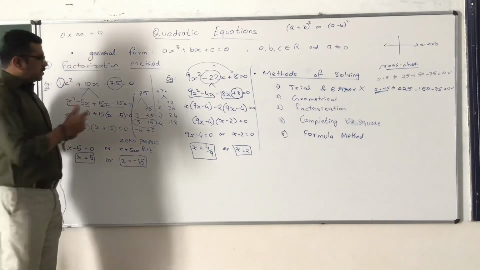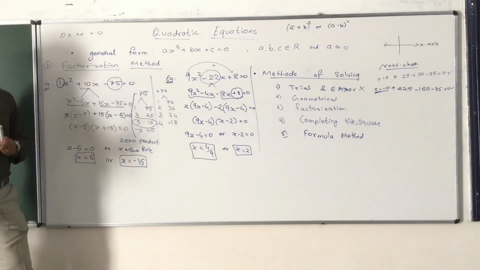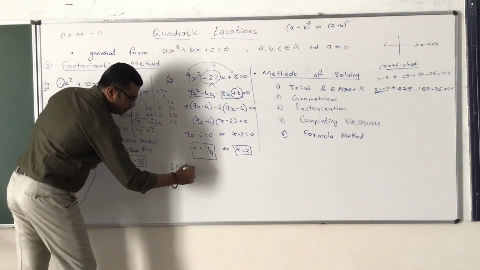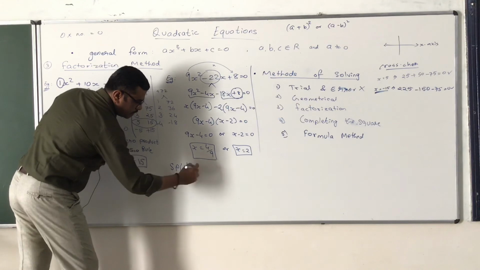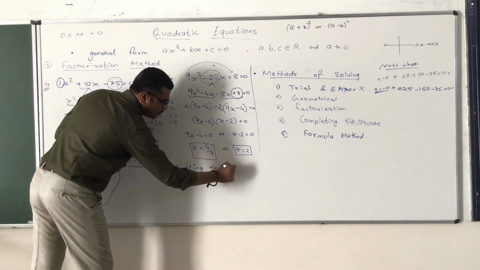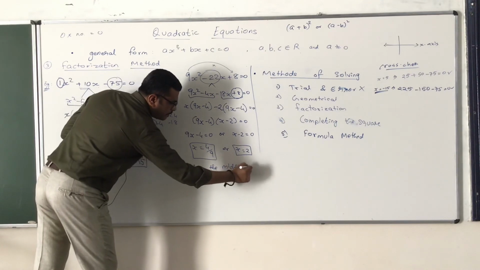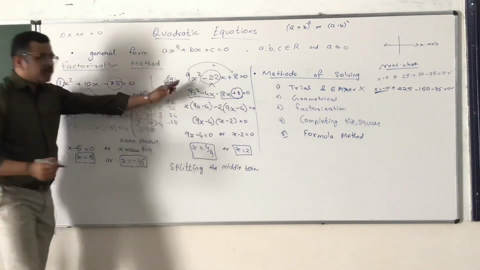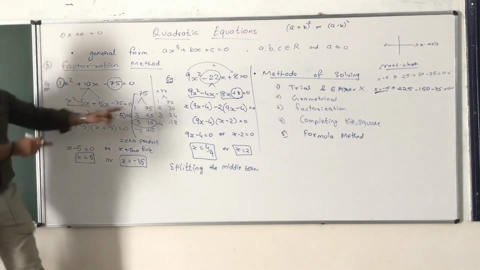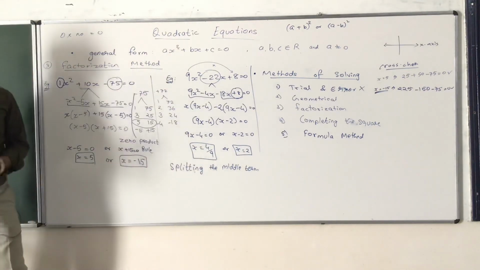This method particularly is called splitting the middle term. The way we have done, we have split the middle term with coefficient x into two parts. So the name is splitting the middle term.